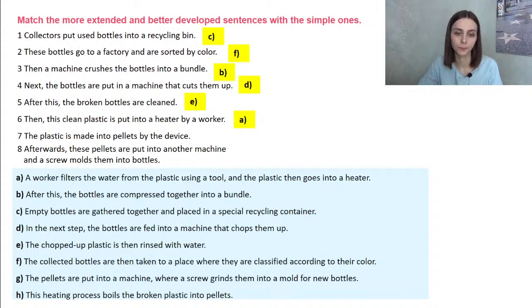Let's go to number 7. The plastic is made into pellets by the device. Pellets, these little parts, little particles. And the answer is H. This heating process boils the broken plastic into pellets. And the last one, which is number 8, afterwards these pellets are put into another machine and a screw molds them into bottles. By the way, mold, this is the American spelling, and British would be with U after O.